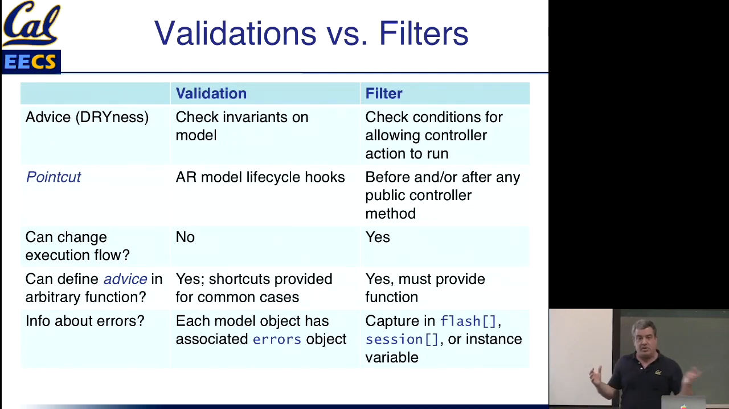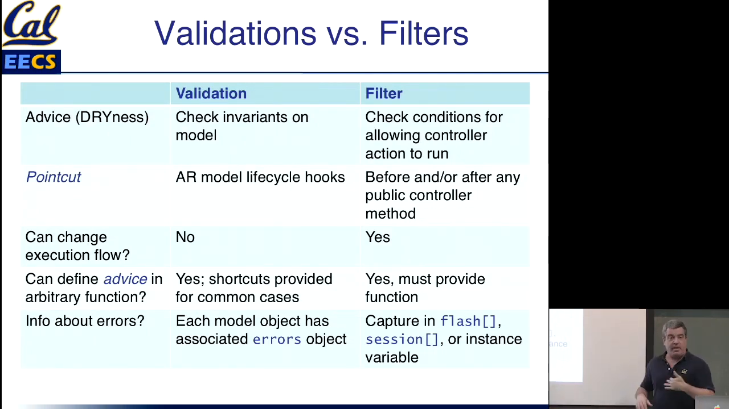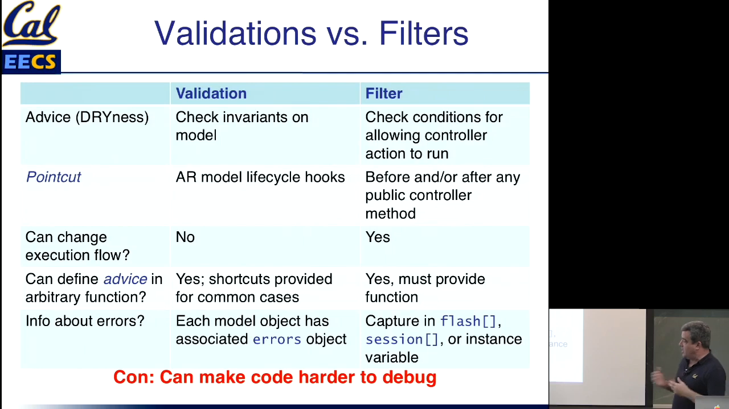By the way, is there any downside to doing all this stuff? There is always a downside, right? Anytime you add a mechanism that is intended to save you some work as the programmer, there's always the cost that if you overuse the mechanism or if you use it poorly, you might actually end up making your code less readable. And in this case, a standard critique of AOP generally is that if you overuse this, it can make the code hard to debug.